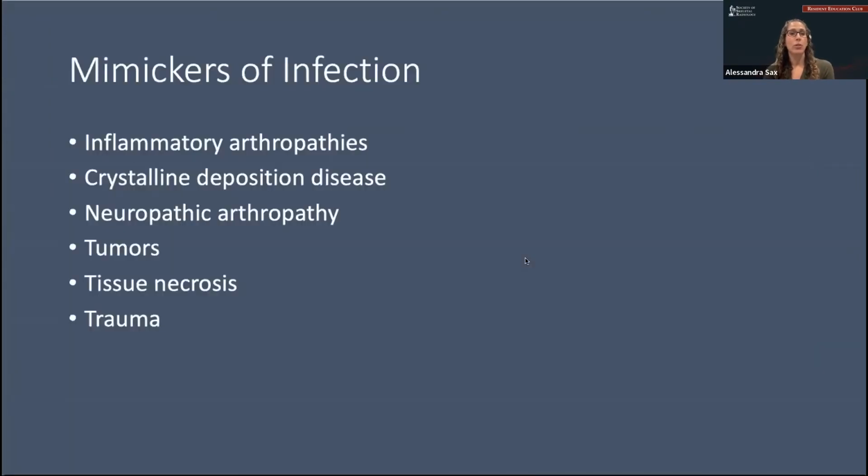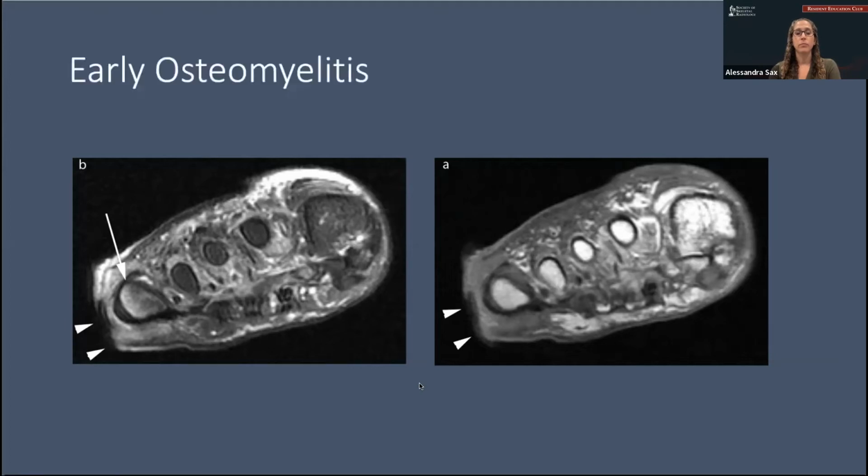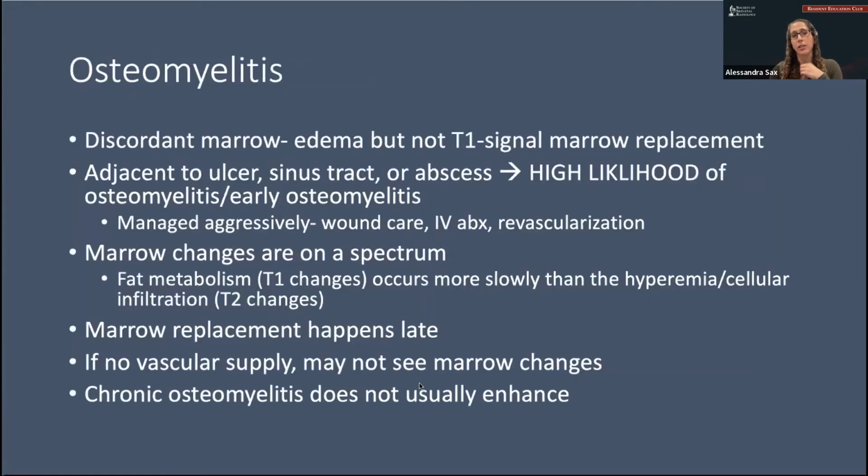So we mentioned that our crystalline arthropathies, such as gout, and neuropathic arthropathy can mimic infection, but so can inflammatory arthropathy, tissue necrosis, and trauma. So what do we do in this case? We see an ulcer here, lots of edema within the soft tissues, bone marrow edema, but then when I look on my T1, I don't really see any marrow replacement. So this is early osteomyelitis, or a high likelihood of osteomyelitis.